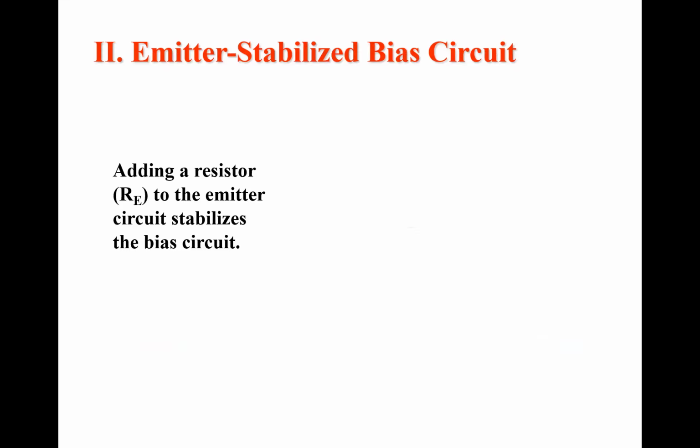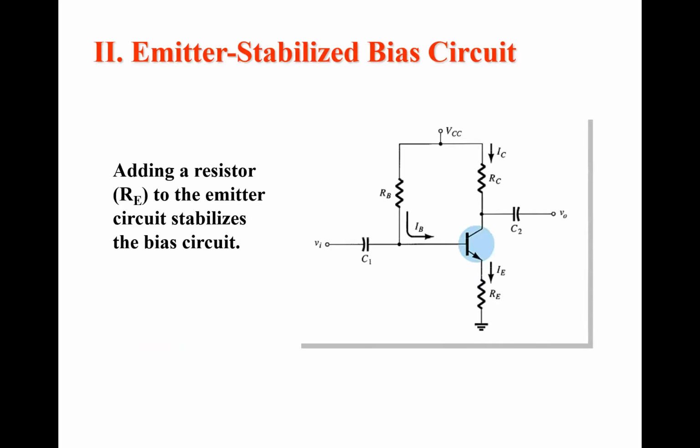Next, we are going to talk about the emitter stabilized bias circuit. Why do we say that it is a stabilized bias? We already have drawbacks in fixed bias. The major drawback in fixed bias is that the stability factor S is equal to 1 plus beta. If the beta value increases, the stability factor value also increases. That's why fixed bias provides poor stabilization.